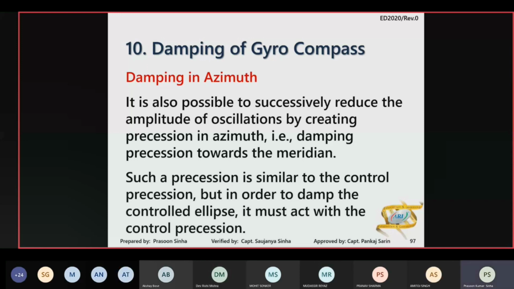सेम वे हेयर कंट्रोल प्रेसेशन तो काम कर रहा है और कंट्रोल प्रेसेशन के साथ डैम्पिंग उसी लाइन में लगती है, बट आउट ऑफ फेज. आउट ऑफ फेज मतलब 180 डिग्रीज ऑपोजिट. If control precession is going west, damping will be created east, opposing. Control precession working east, damping precession will be working west, 180 degrees opposite.